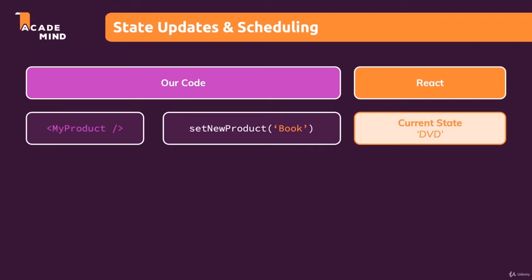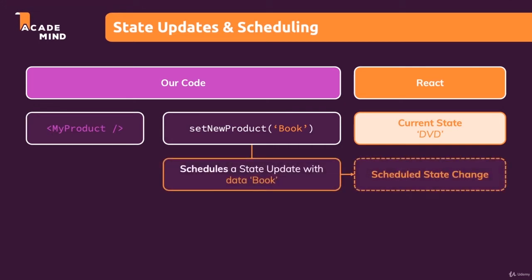Now, what happens with that is not that DVD is instantly, after setNewProduct finishes execution, replaced. DVD is not instantly replaced just because setNewProduct is done running. Instead, calling setNewProduct and calling those state updating functions in general schedules a state update with the data book. But that's now a scheduled state change. React is aware of it. React plans on processing it. React doesn't process it immediately though.